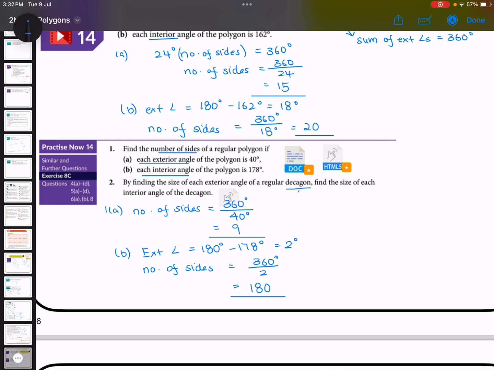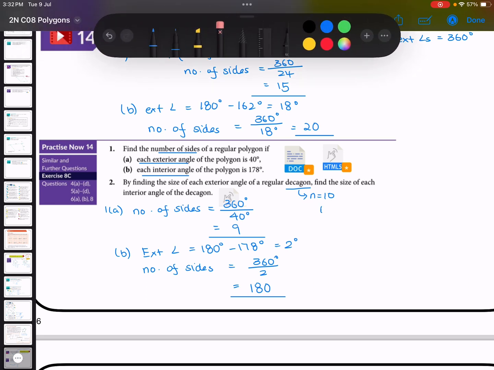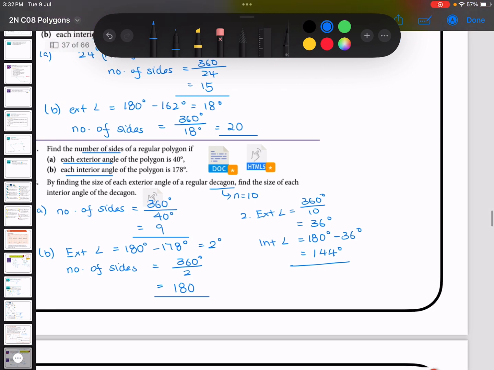This is a decagon. That means it has 10 sides. Okay, so 10 sides, 10 angles. Number 2, 10 sides, 10 exterior angles. So each exterior angle will be 360 divided by 10, which is 36 degrees. So interior angle will be 180 minus 36, 144 degrees. Okay, technically it's angles on a straight line.